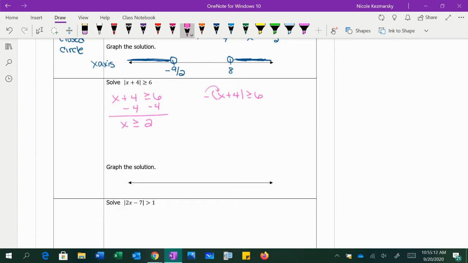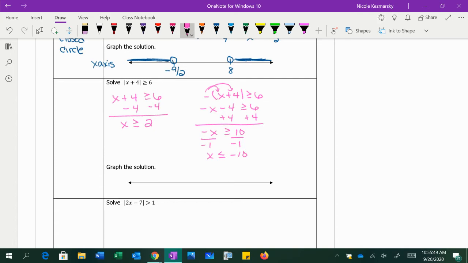For the inequality on the right, I'm going to distribute my negative. So negative x minus 4 greater than or equal to 6. I'm going to add 4 and get negative x greater than or equal to 10. Divide by a negative 1, and remember, when you divide by that negative, what happens to that inequality? You have to remember to flip it. So I'm going to say x less than or equal to negative 10.